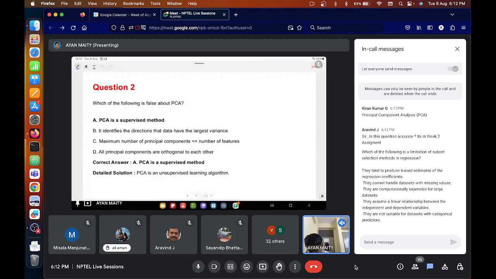So option A is the correct answer. It is actually an unsupervised learning algorithm, but the option says it's supervised, so option A is the correct answer. Option B, many of you were saying option B, but this is actually true, so that's why it will not be the right answer. It identifies the direction in which the data have the highest variance. This is the actual objective in PCA: it tries to find the components or directions in the data along which the data have the highest variance. So this is actually true, so that would not be the correct answer here regarding PCA.